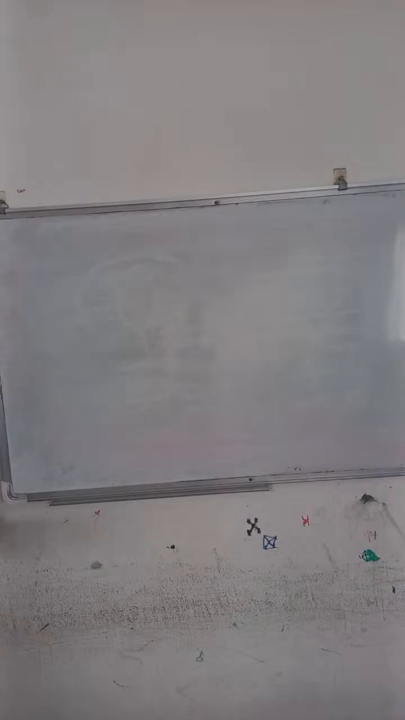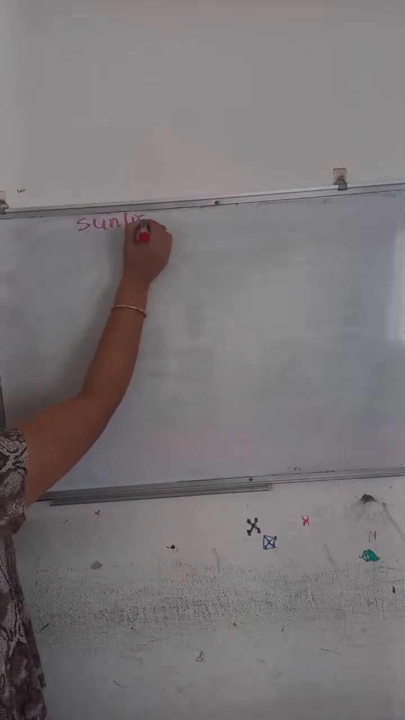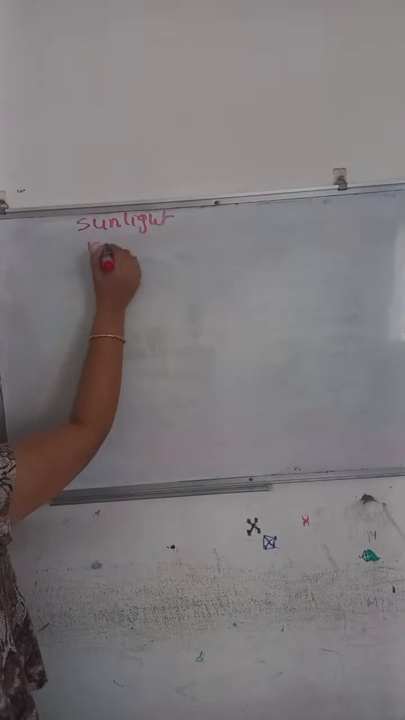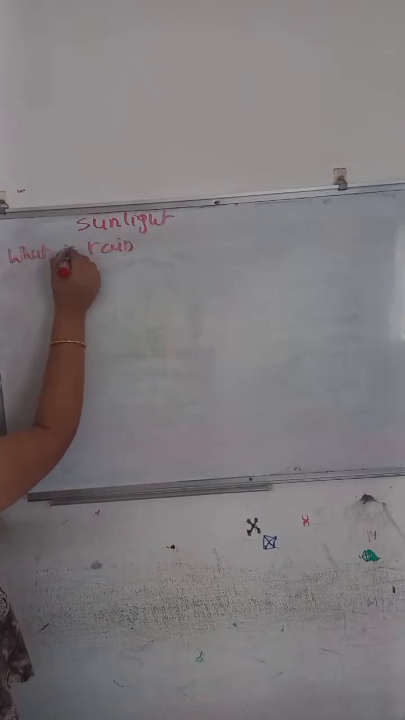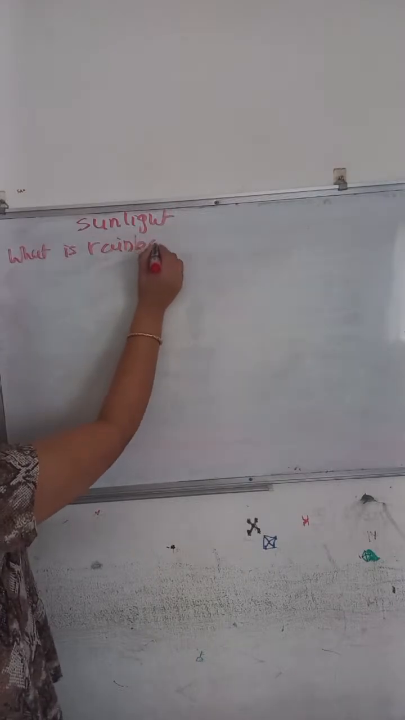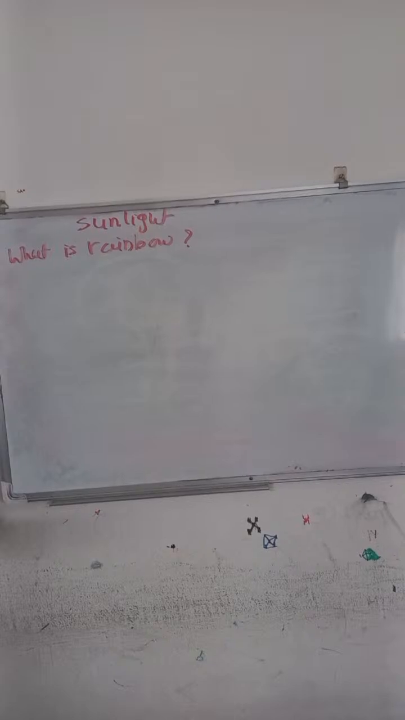Okay, everyone took the screenshot now. Now next is sunlight and what is a rainbow. Sunlight and rainbow. What is a rainbow? Now, when the rainbow will form, it's very important.